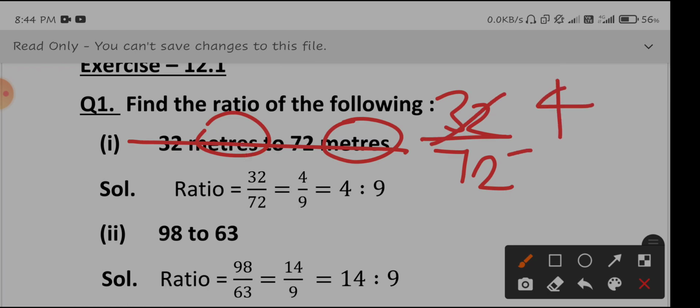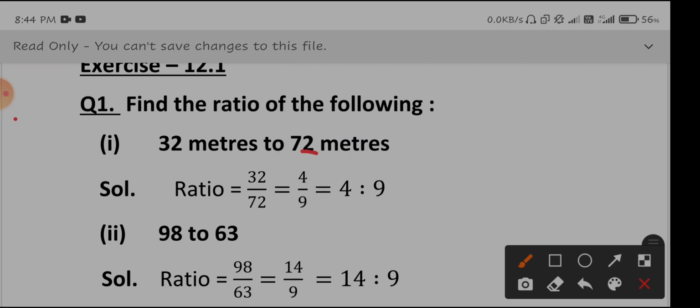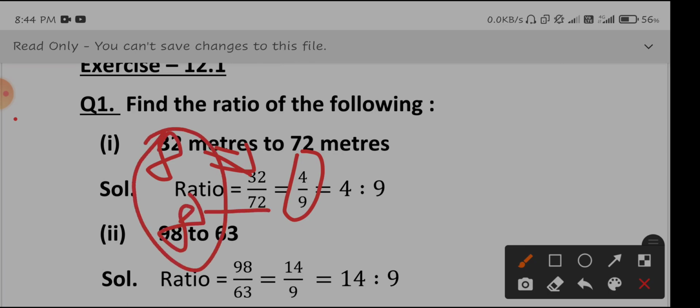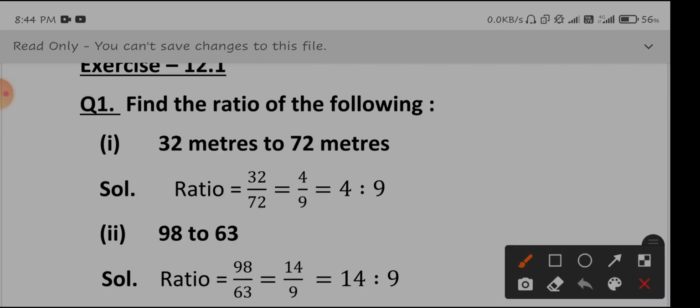8 4s are 32, 8 9s are 72. So what is the answer? 4 by 9. And one more thing you have to note: you have to divide both numbers by only one number. अगर 32 8 से डिविजिबल है तो 72 भी 8 से डिविजिबल होगा, तभी हम 8 से डिवाइड करेंगे, अदरवाइज वी विल टेक द डिफरेंट नंबर. So you have to take the same number by which both the numerator and denominator should be divisible.